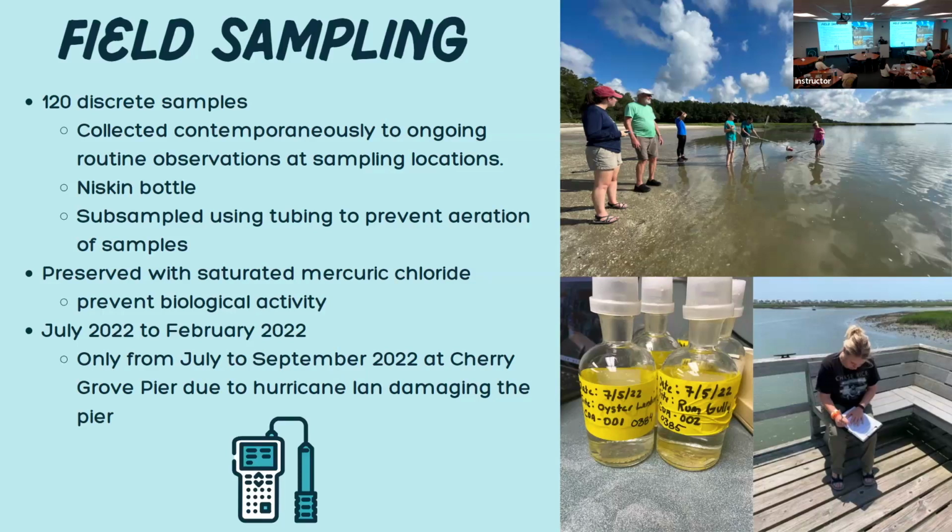Now at Cherry Grove Pier, it is important to note that we only sampled from July to September due to Hurricane Ian. I think everyone can remember that hurricane. It ended up damaging the middle of Cherry Grove, and we were no longer able to get out to our sampling station there.